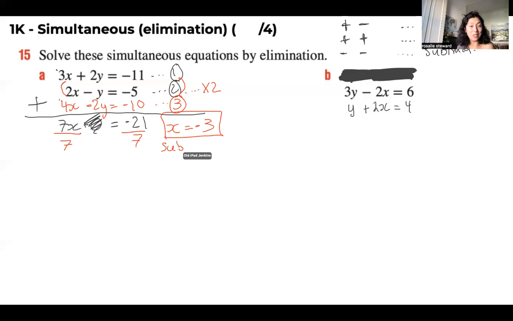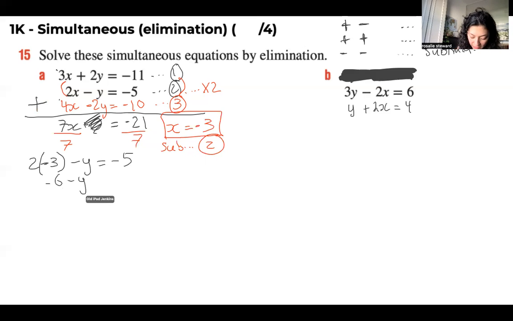Remember, it doesn't matter which equation you are going to use. I am going to bring out equation number 2 from retirement, just because it's been not doing much for us lately. So I'm going to use equation number 2 and put in my solution for x. This is great because now I only have y. Y is the only thing that I need to solve for now. So I'm going to expand those brackets out. So 2 times minus 3 is negative 6, minus y equals minus 5.